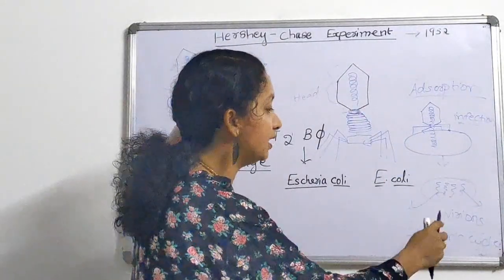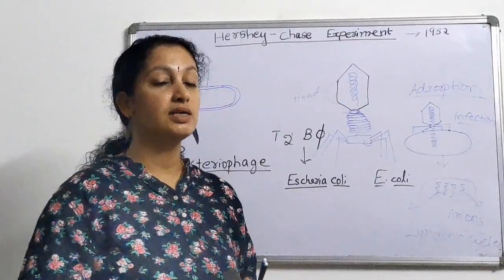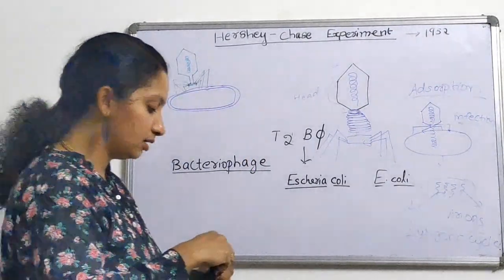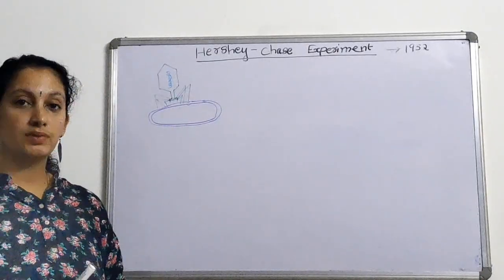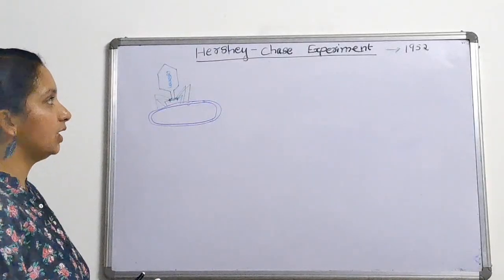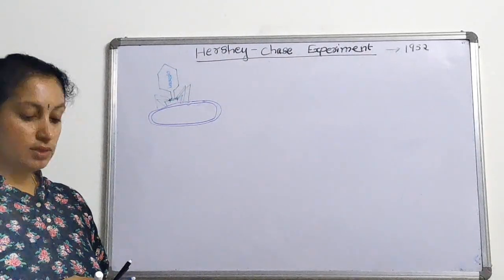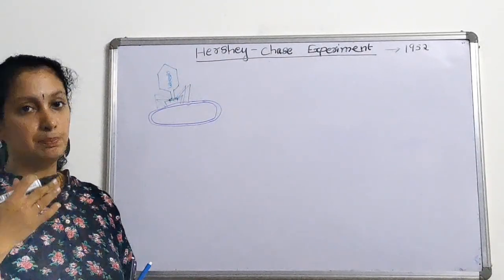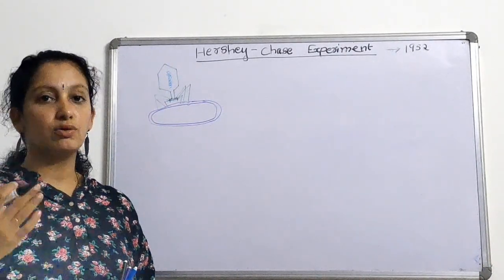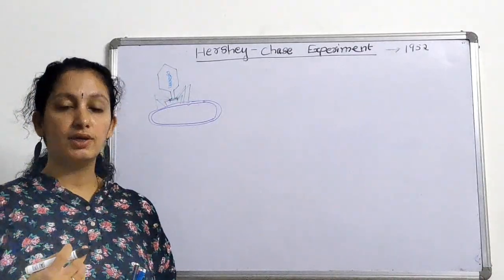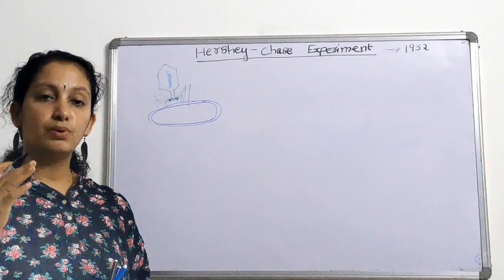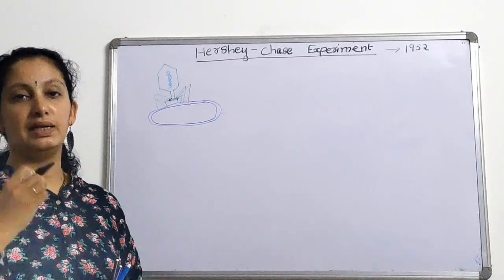So this is explained in the beginning of this experiment so that it will be easy to understand the Hershey-Chase experiment. Now we'll see how this experiment was carried out by Hershey and Chase. There was a doubt about whether the protein or the DNA enters the bacterium. So what they did was radio label both materials, protein and DNA.